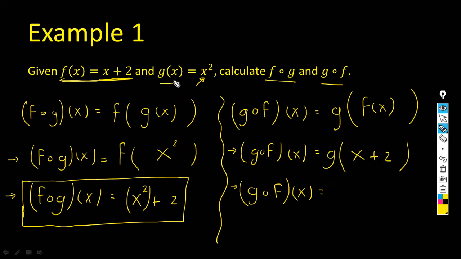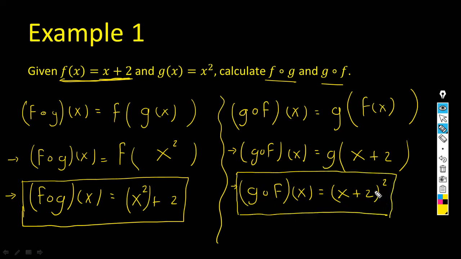g is the function that takes the value x as an input, and it outputs the square of such value. So g evaluated in x plus 2 is going to be the square of all of this. So it's going to be equal to x plus 2 to the square. Can you see? And we are done. g of f of x is equal to x plus 2 to the square. Okay, and we are done with this example.